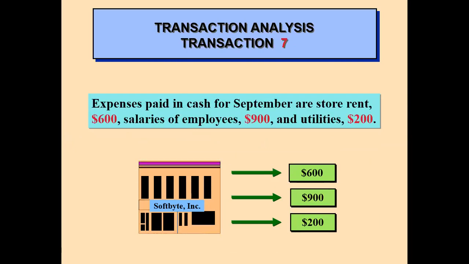Okay. The next, expenses paid in cash for September are store rent 600, salaries of employee 900, and utilities 200. So we paid expense in cash. That means we write it on the cash column and we also write it on the expense column. So from cash it will be deducted, and from expense it will also be deducted. Expense is always negative. Drawings is always negative. So I hope you understood.